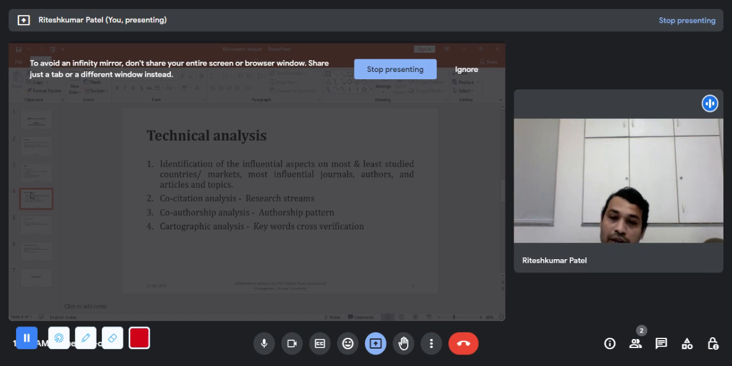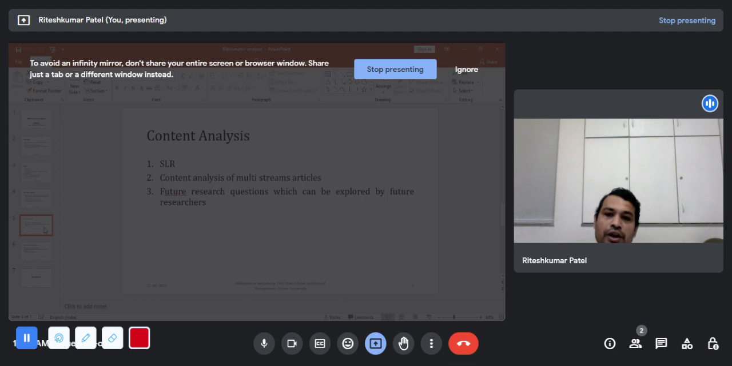The next is cartography analysis, that is keywords cross verification. So whatever keywords you have used, is it the same keywords that you are going to explore, or are you going to have some other keywords when you are capturing it? Under a cartography analysis, you will know what kind of words you are going to have.